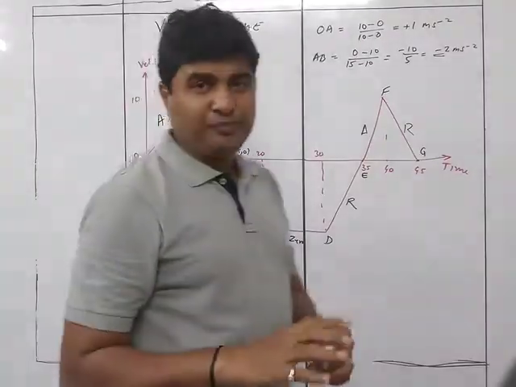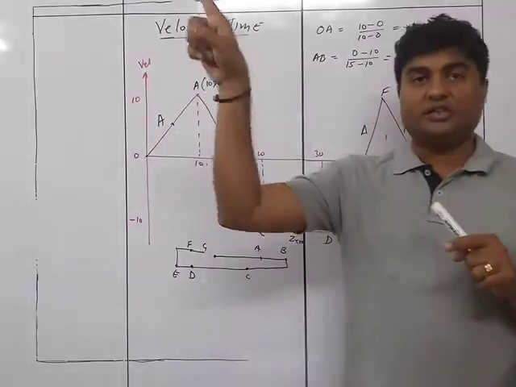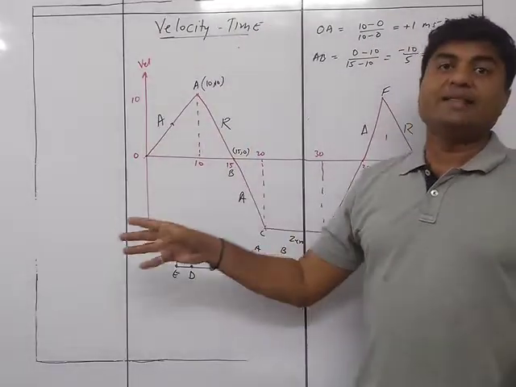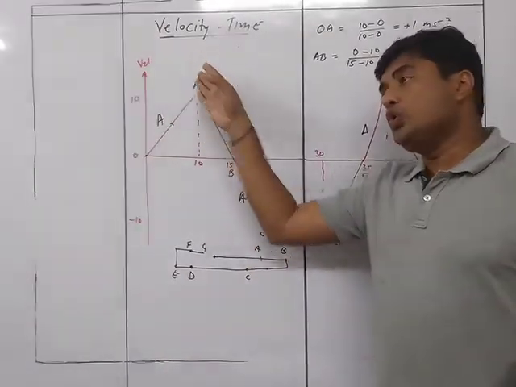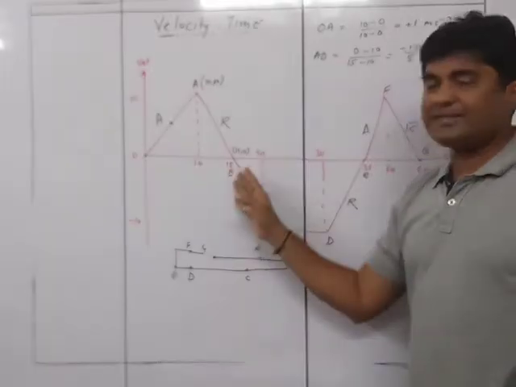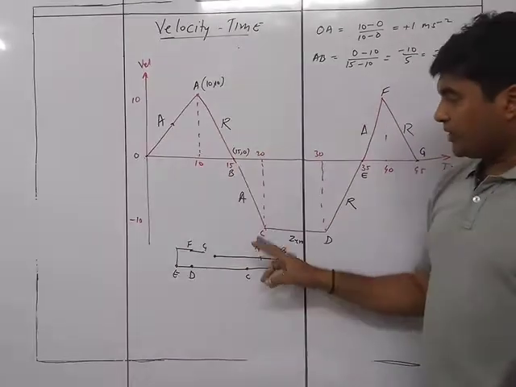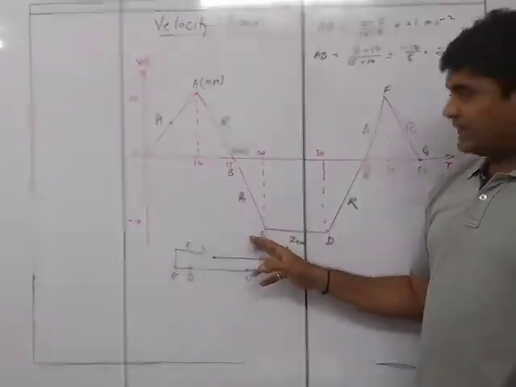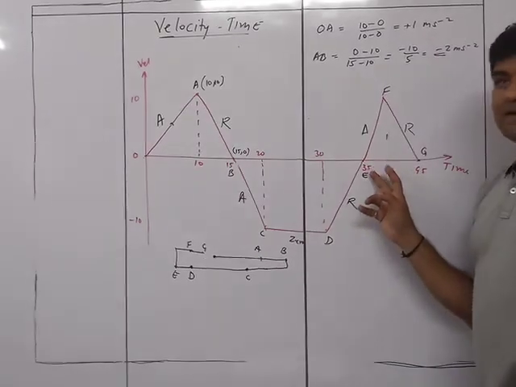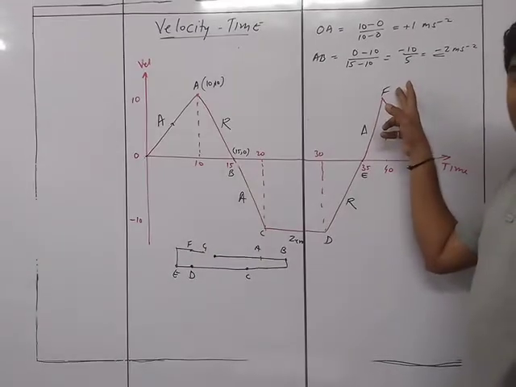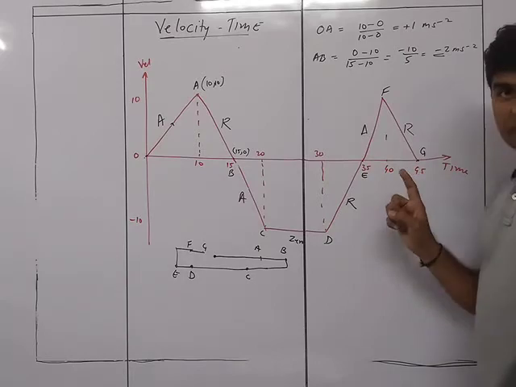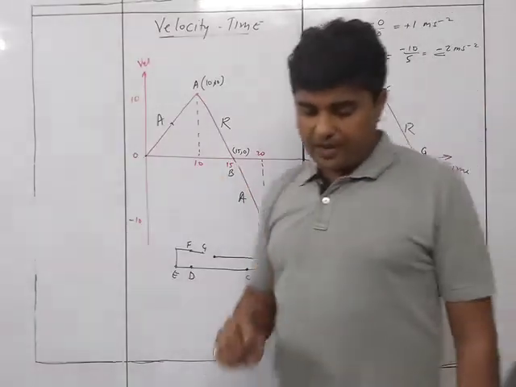So in the graph, which acceleration will be positive? The one which is going upward, that will be positive acceleration. The one which is coming towards the origin, towards the x-axis, that is retardation. Away from the x-axis, acceleration. Towards the x-axis, retardation. Away from the x-axis, acceleration. Towards, retardation. Okay, that was about the acceleration time.